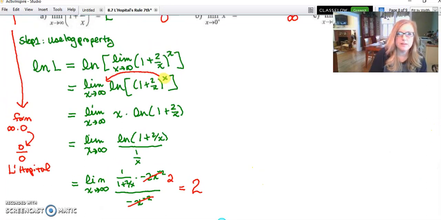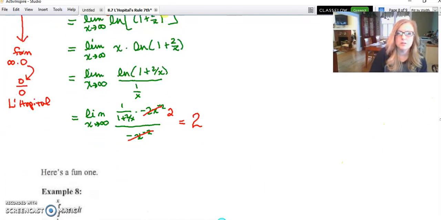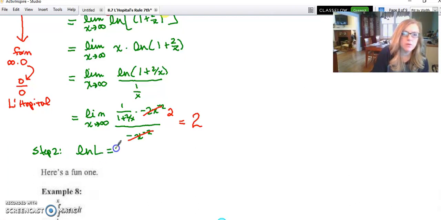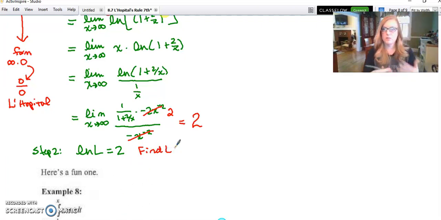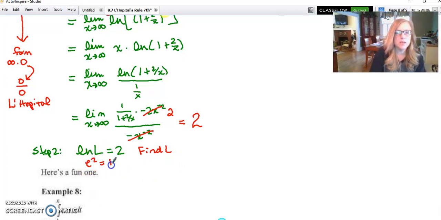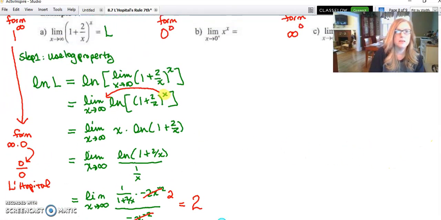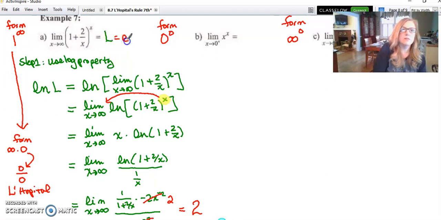Step 1 in this technique is to use the log property. But there's a step 2. If you put the log in, remember what we found is that the natural log of the limit I'm looking for is equal to 2. So step 2 is find L. You have a kind of two-step process. So e squared equals L using your log properties, and now we're done. So our original limit that we were calculating from the beginning is going to be e squared. So this equals e squared.